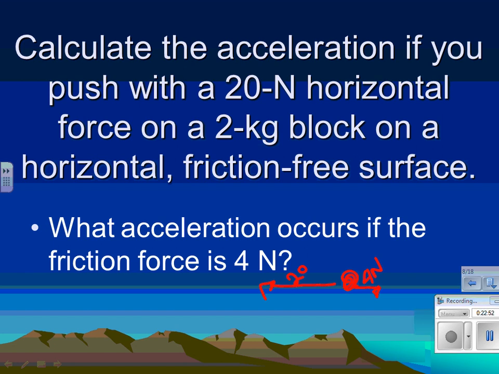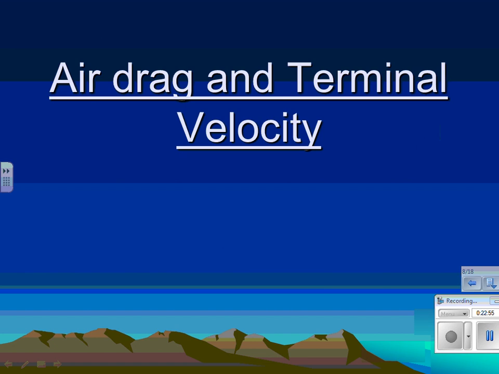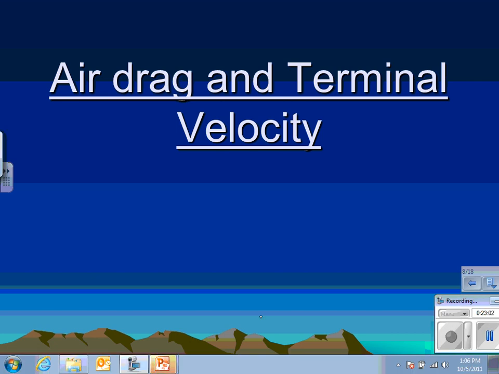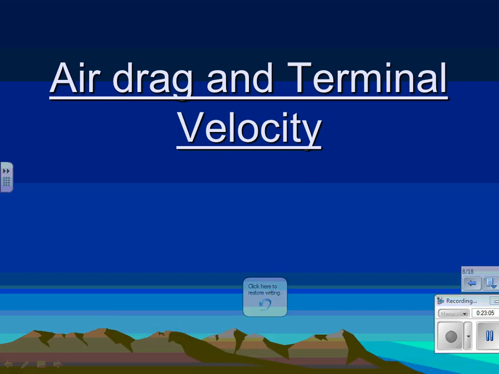Okay. Air drag and terminal velocity. Let's think about this for a second. Air resistance, which is sometimes called drag, is just friction as you move through the air. That's all it is. It's friction between you and the air. What are the 3 things that determine how much air resistance you experience? The surface area you have moving through the air, that's 1. How fast you're moving through the air is 2.